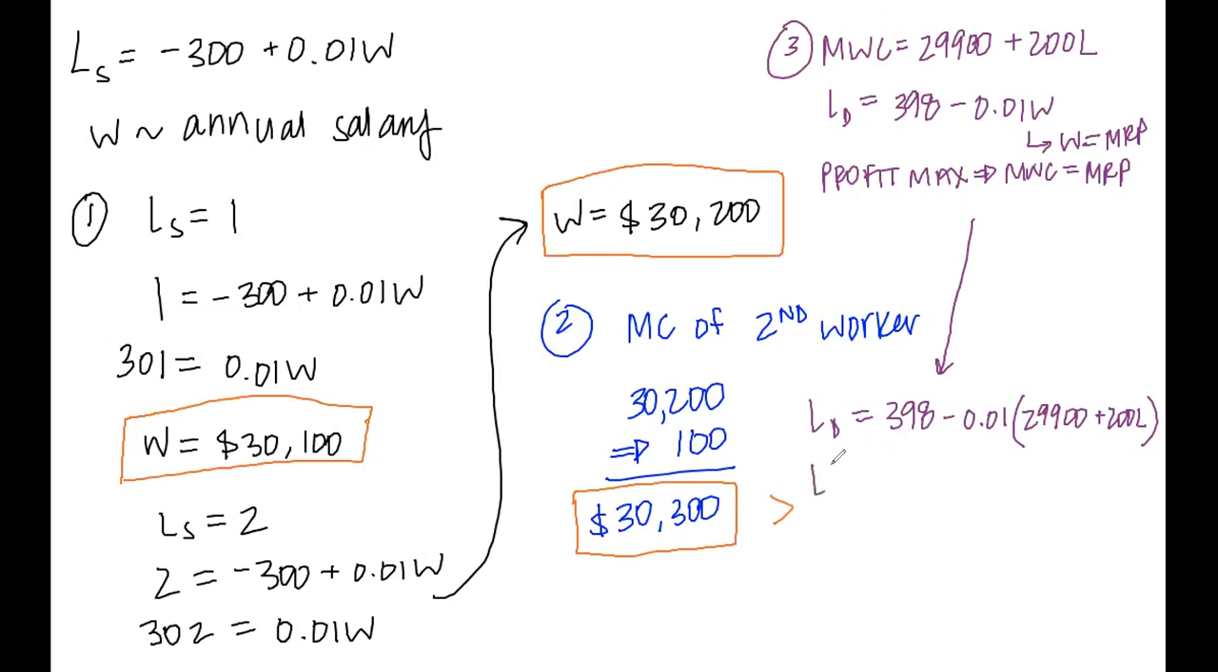So we can get our labor equal to 398 minus 299 minus 2L. We can add the 2L to both sides to get 3L, and then simplify. Combine these like terms to get 99, divide each side by 3. So we get a profit maximizing labor level of 33 workers.